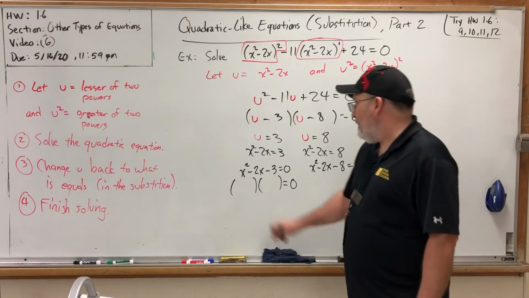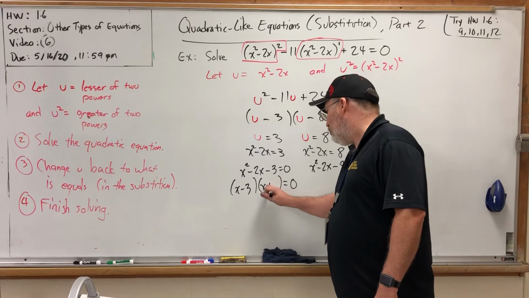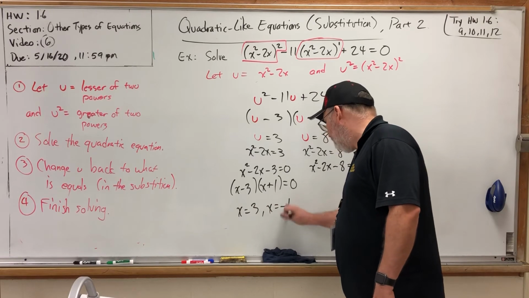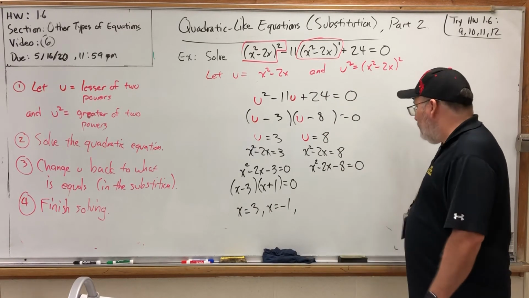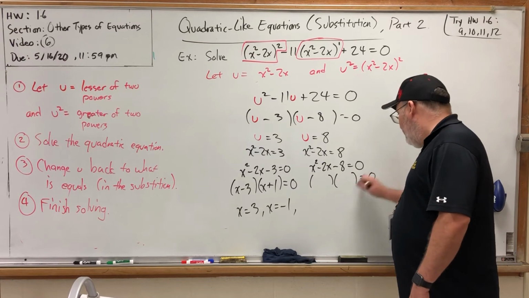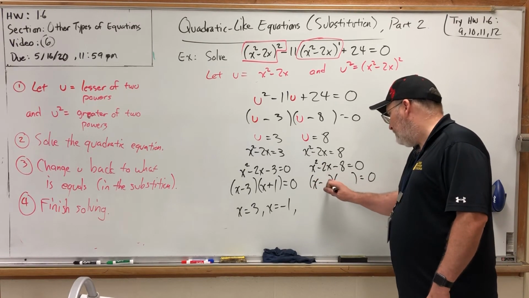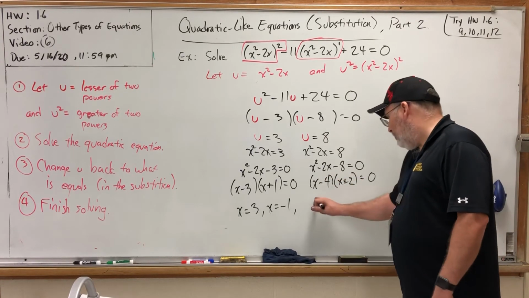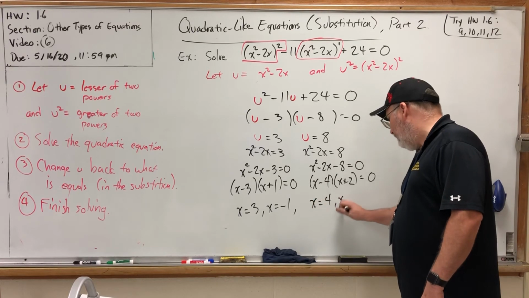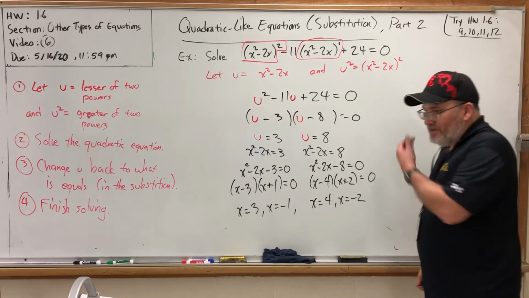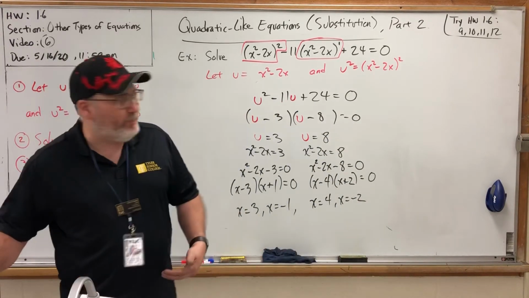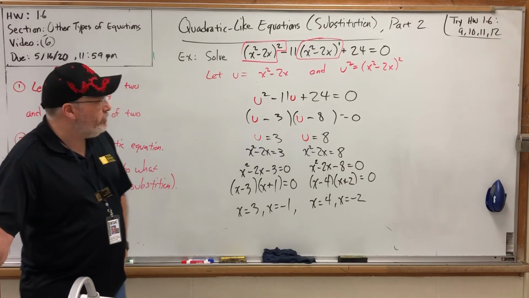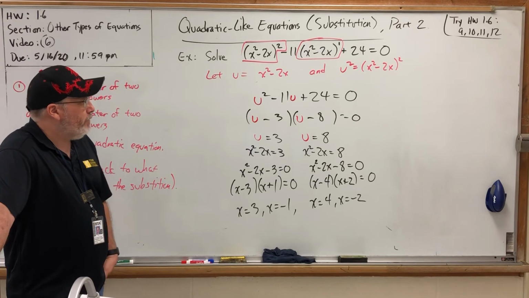X squared minus 2x minus 3 will factor into x minus 3 and x plus 1. You can check it. So the two solutions here are 3 and negative 1. But over here, x squared minus 2x minus 8 factors into x minus 4 and x plus 2. And so our other two solutions are positive 4 and negative 2. So substitution is not meant to be a quick process. It really depends upon the structure of the substitution and the caliber of the equations that you get afterwards. But like I said, they're pretty straightforward.